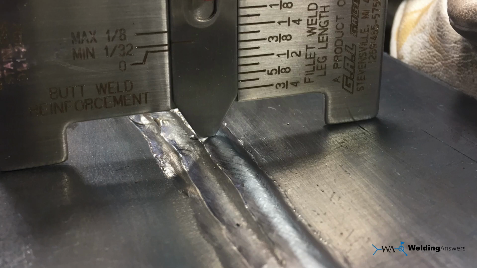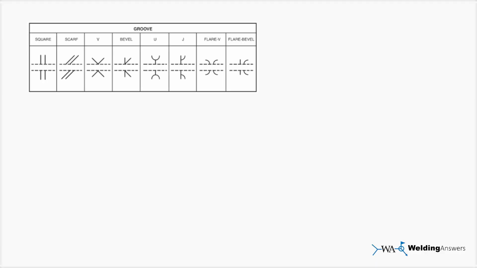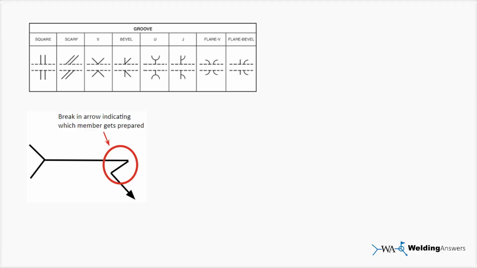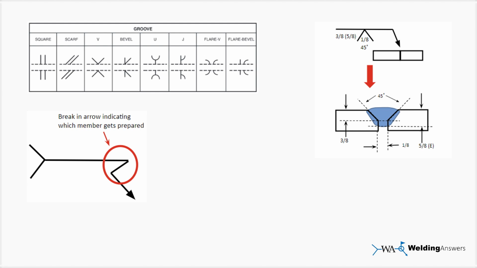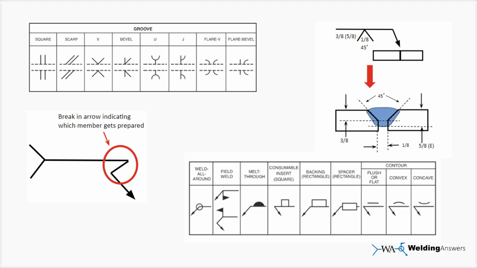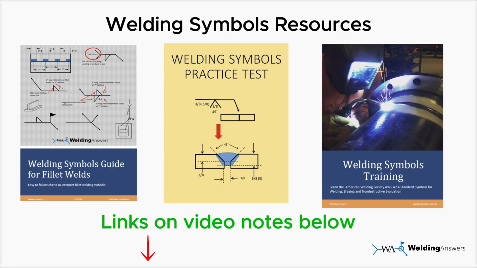This wraps up part 2 of our welding symbols tutorial, focusing on groove welds and their intricate details. We've explored the various groove types, the crucial role of the broken arrow, how to interpret dimensions like root opening and weld size, and a range of supplementary symbols that add critical context to your weld instructions. This universal language of welding ensures that complex fabrication can be executed with precision. Keep practicing, keep learning, and you'll soon be reading blueprints like a pro.